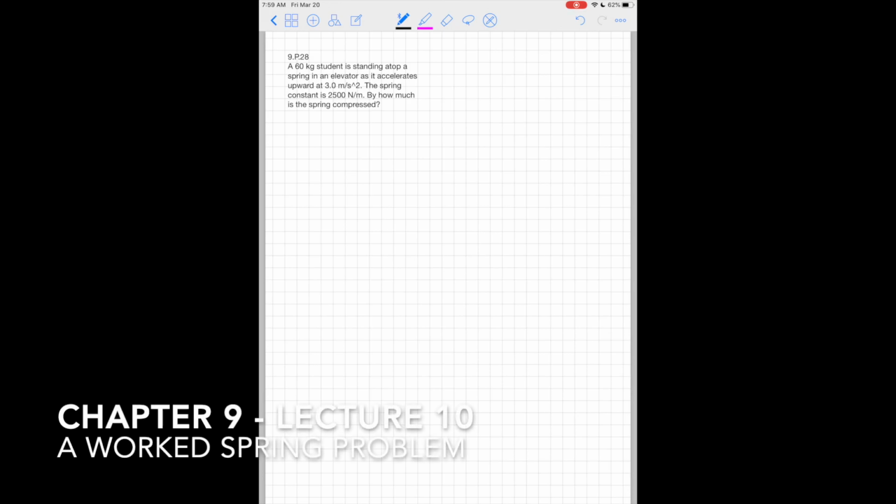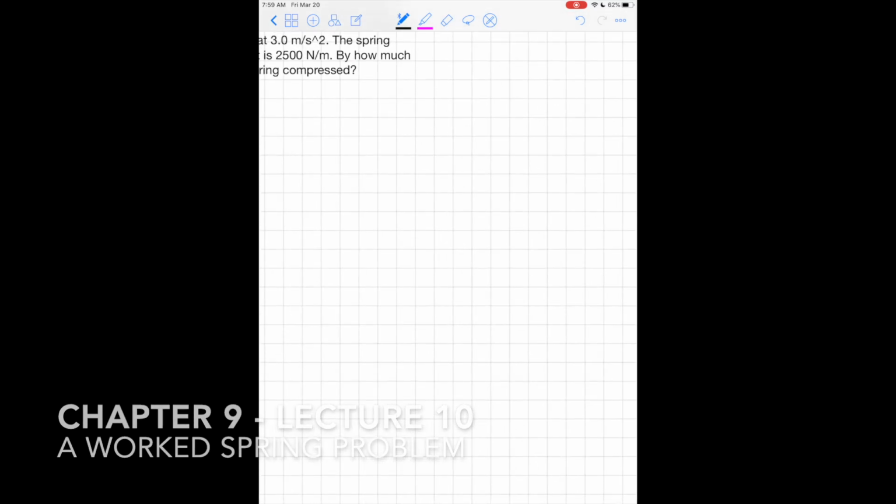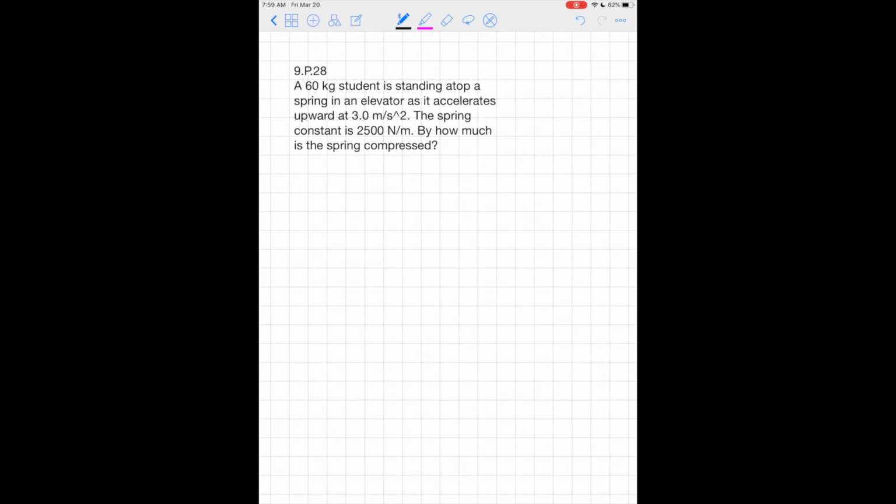Hey everyone. So we're doing another example problem, this time with springs. This comes from the back of chapter 9. It's number 28. It reads, a 60 kilogram student is standing atop a spring in an elevator as it accelerates upward at 3 meters per second squared. The spring constant is 2,500 newtons per meter. By how much is the spring compressed?